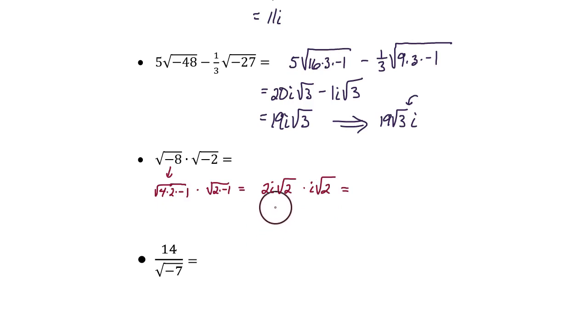Now let's multiply these together. 2i times i is 2i squared. And the square root of 2 times the square root of 2 makes a 2. In turn, this is 4i squared. But what's the value of i squared again? i squared is negative 1. So this answer is negative 4.